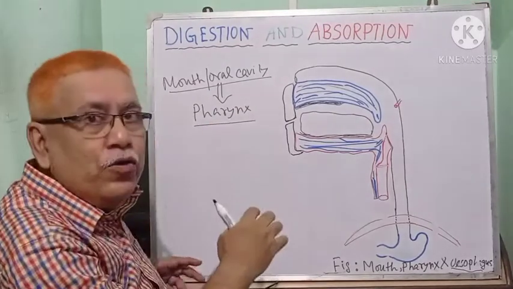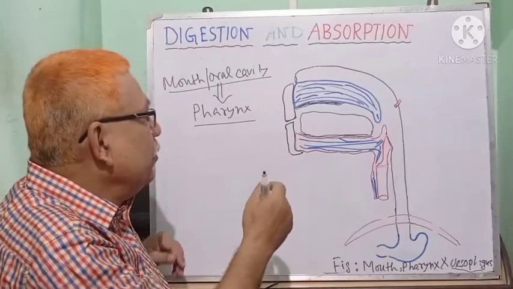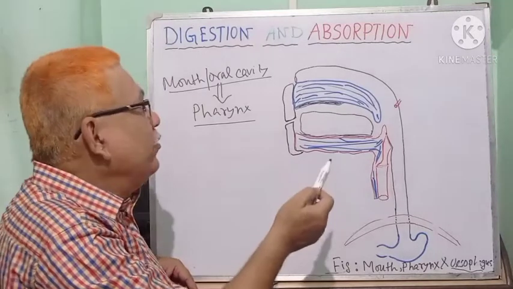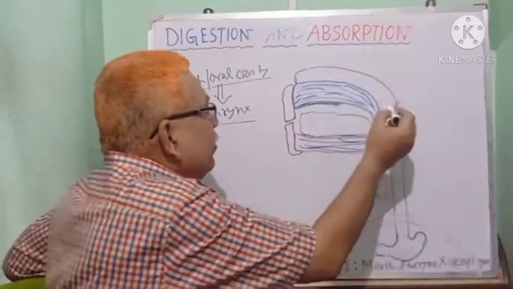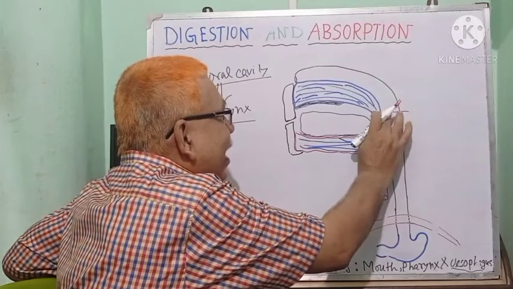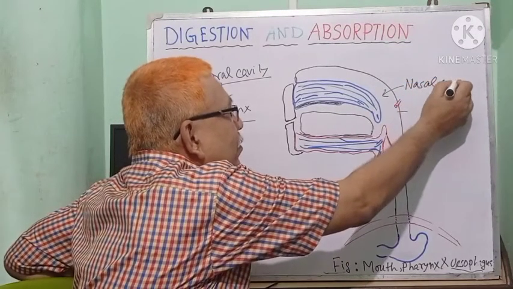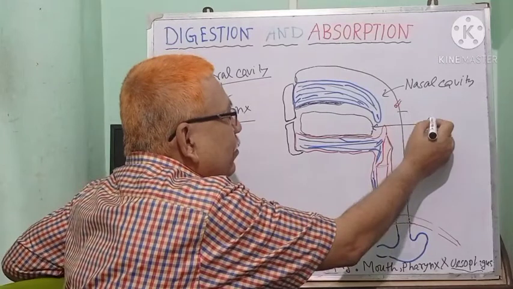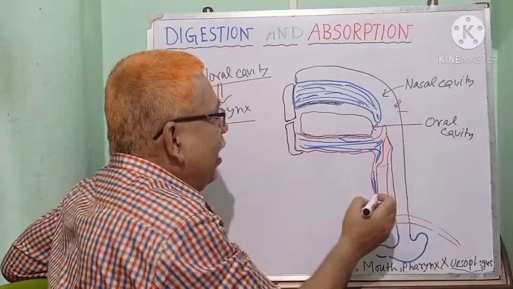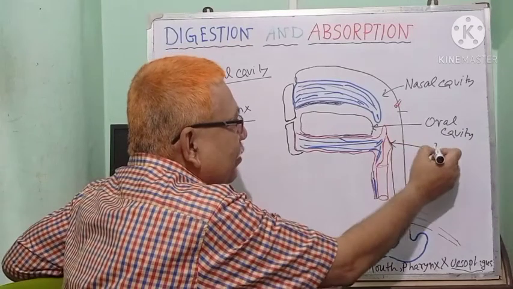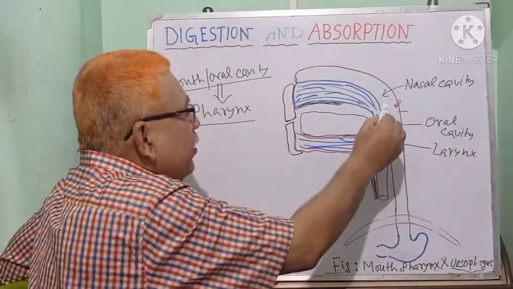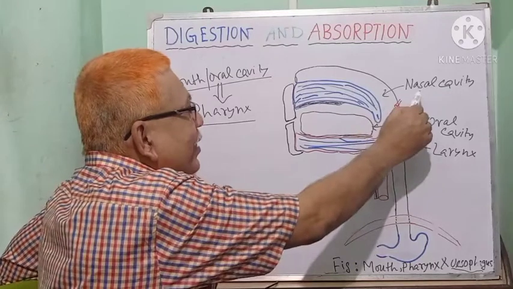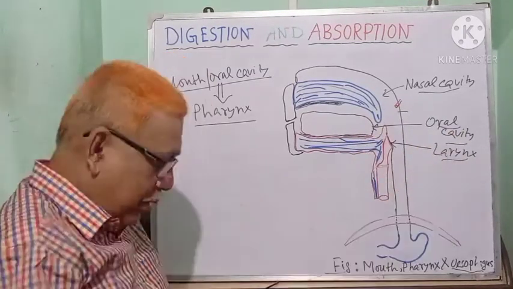It is a somewhat swollen structure, and actually the pharynx is the junction point of the nasal cavity. This is the nasal cavity, this is the oral cavity, and this is the larynx. So this region is called the pharynx, the junction point of the nasal cavity, oral cavity and larynx.